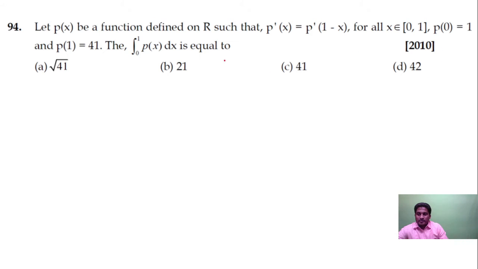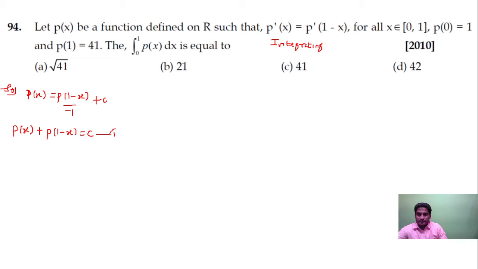Okay, now if I integrate this directly, on integrating, the integration of p dash of x is p of x. Again this will be equal to p of 1 minus x. The coefficient of x is minus, divided by minus, plus c. So I get p of x plus p of 1 minus x is equal to c.